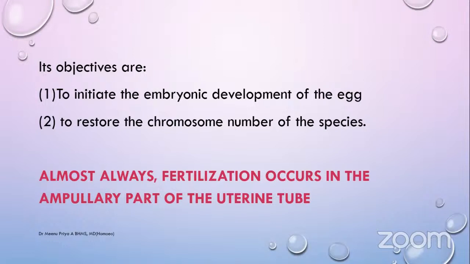Almost always fertilization occurs in the ampullary part of the uterine tube, the fallopian tube. Don't get confused, this is the site. Once the ovary discharges the ovum, the ovum is picked up by the fimbrial end of the fallopian tube, and the ovum waits in the ampullary part for the sperm to enter and fertilize. So it is always the ampullary part of the uterine tube. After fertilization, the zygote moves into the uterine cavity.